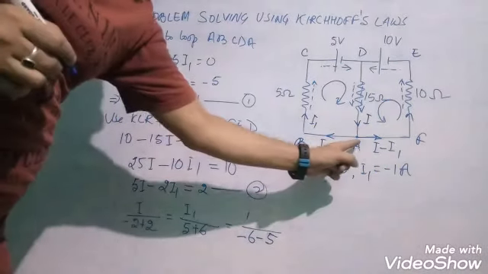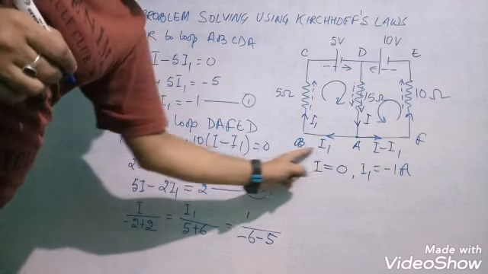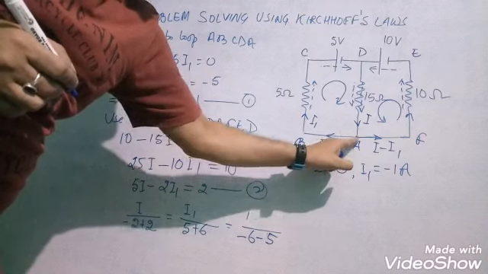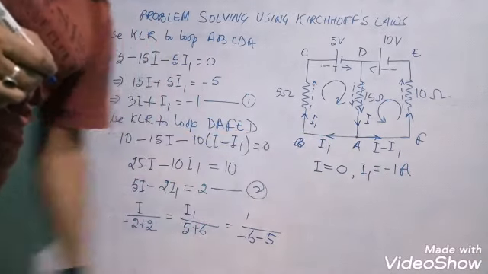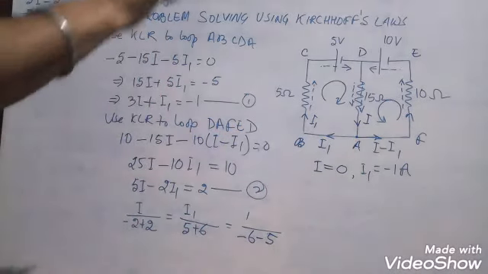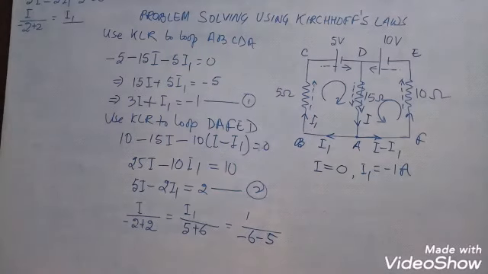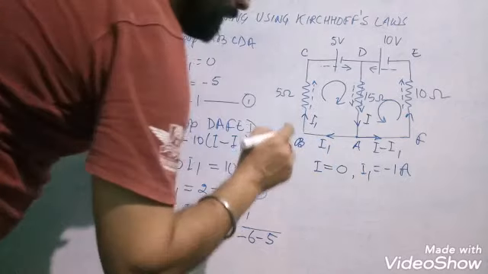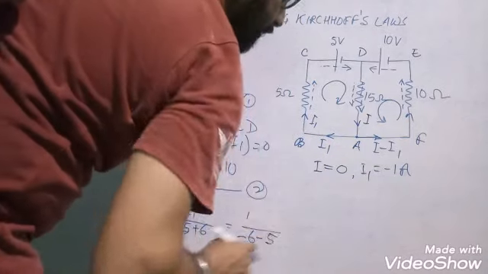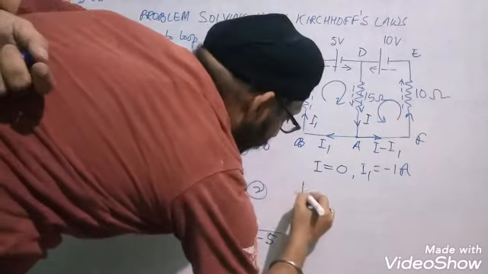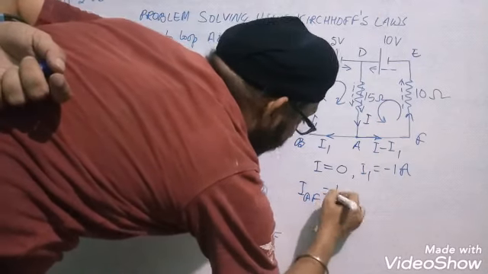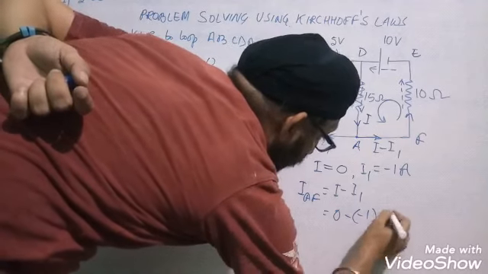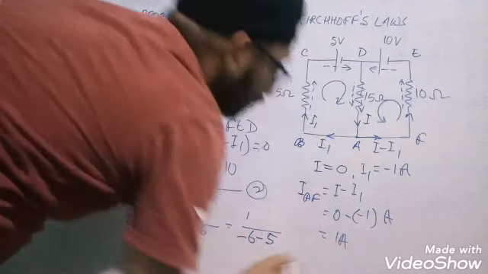Now because the current flowing in this branch I1 is equal to minus 1 ampere, this negative sign indicates that the current is not flowing from A to B but rather flowing from B to A. So that is the conclusion we make if the current sign turns out to be negative. Similarly, in the last branch of the circuit, the current flowing from A to F is equal to I minus I1, that is 0 minus minus 1 ampere, which is equal to 1 ampere.